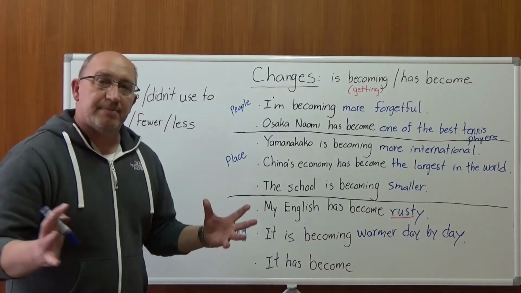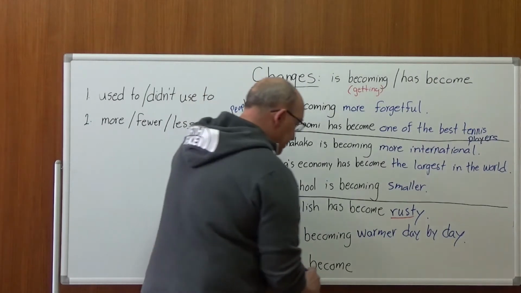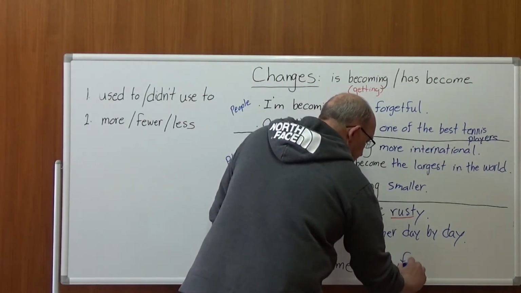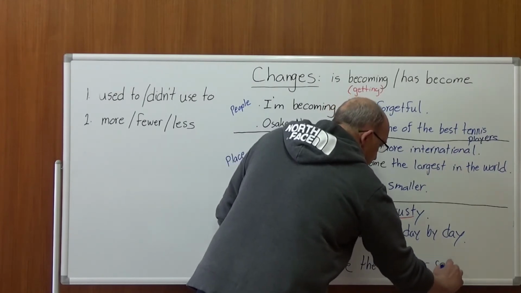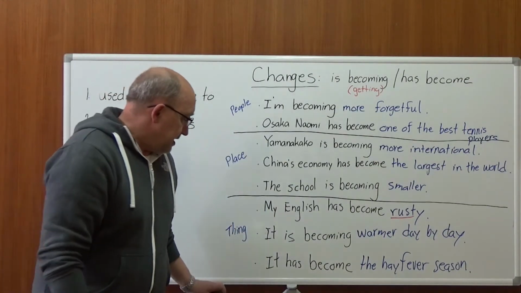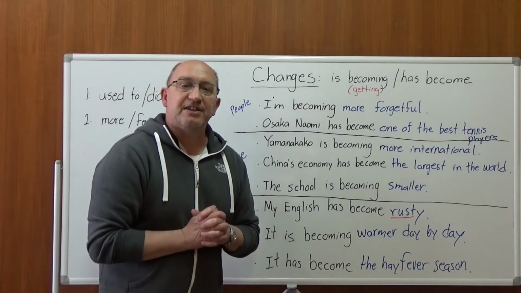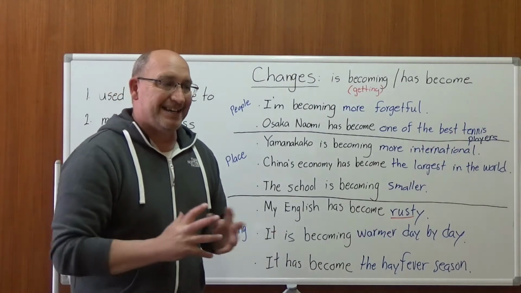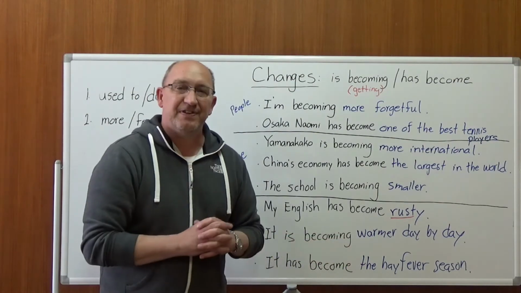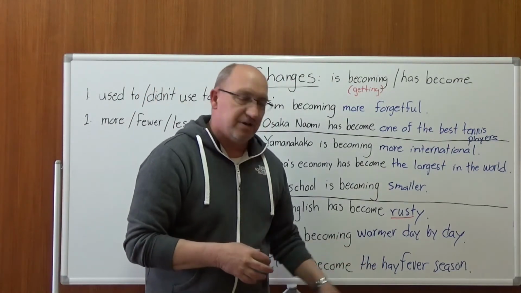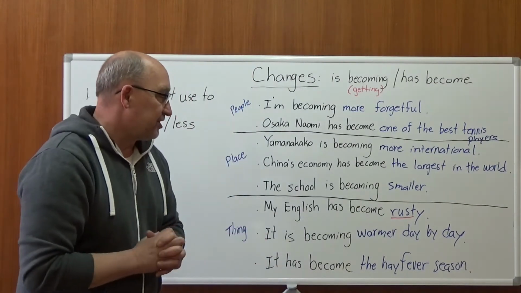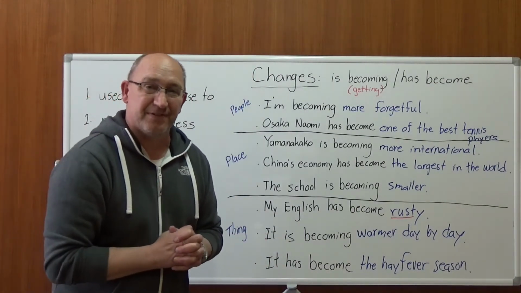Or, for example, talking about a season. Unfortunately, for many people, the negative point about spring is it's also the hay fever season. So it has become the hay fever season. And of course, hay fever is that kafunsho. So, unfortunately, many people suffer from hay fever.